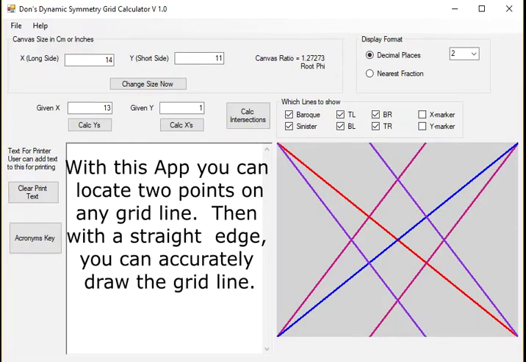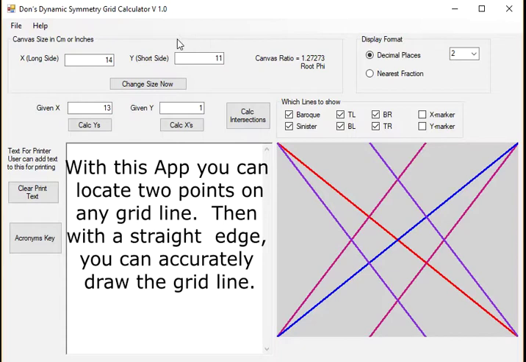Hello and welcome. In this video, we're going to take a look at the dynamic symmetry grid calculator. I came across this because I was trying to plot out the grids on a canvas, and the corners were not exactly square. I had a little bit of trouble finding how to do the diagonals. And I thought, well, if I have 2 points, I can draw a straight line. So I came up with this calculator in order to do that, and just kept going until I was able to find 2 points for any of the grid lines.